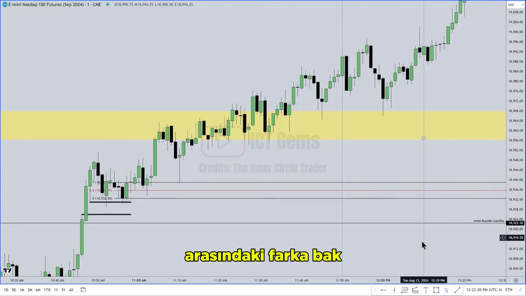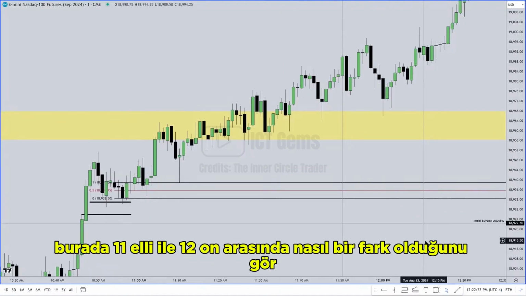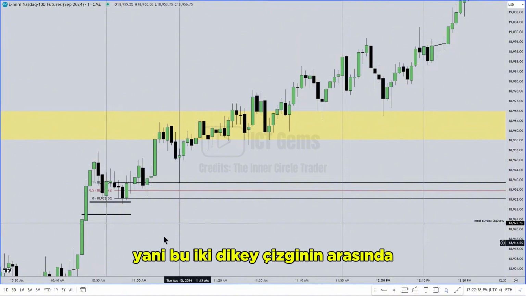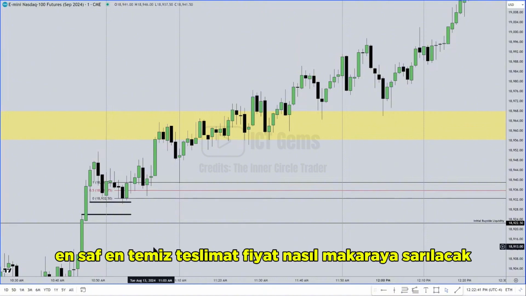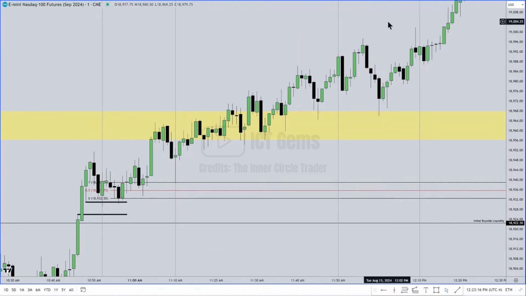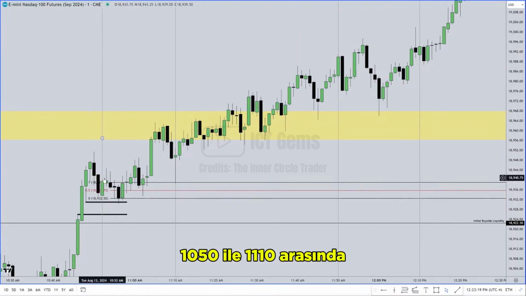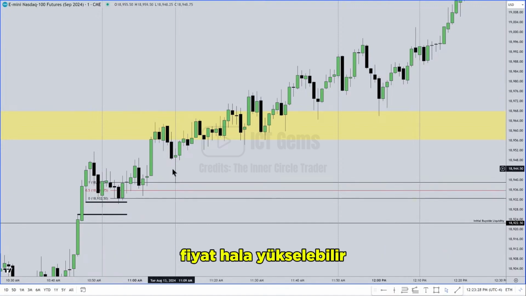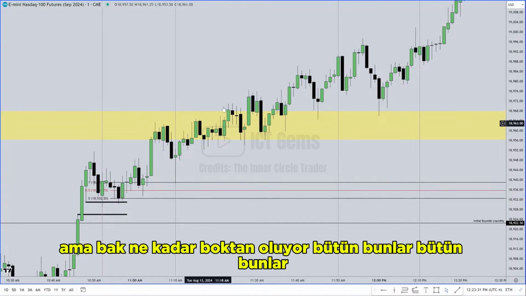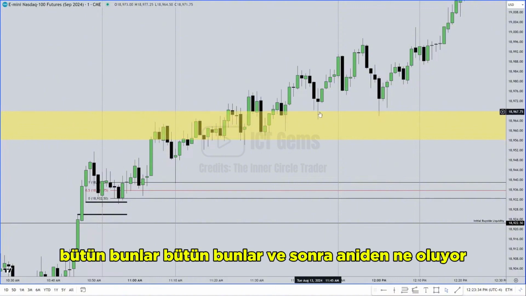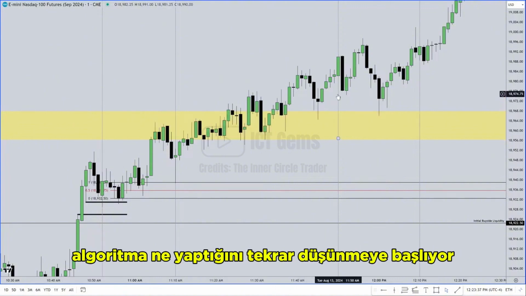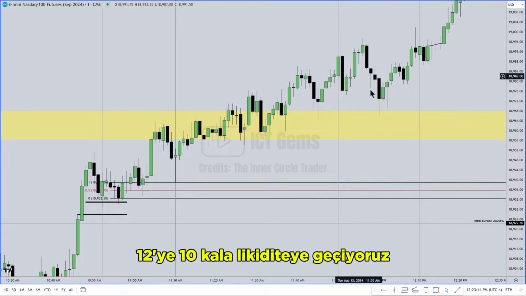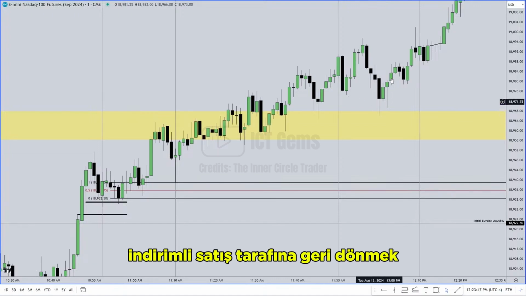Look at the difference between, like, see how we have 1150 to 1210 here? I'm going to do the same thing for the 1110 to 1050. Okay, so in between these two vertical lines here, the purest, cleanest delivery, how price will spool. Look at the difference between 1050 and 1110. The real runs start in there, and then after 1050, price can still advance, but look how bad it gets. All of this, all of this, and then suddenly what happens? The algorithm starts going back into what it does, following its code. At 1050, 10 minutes to 12, we get run on liquidity, back down into a discount, sell side, run. Can you see that?